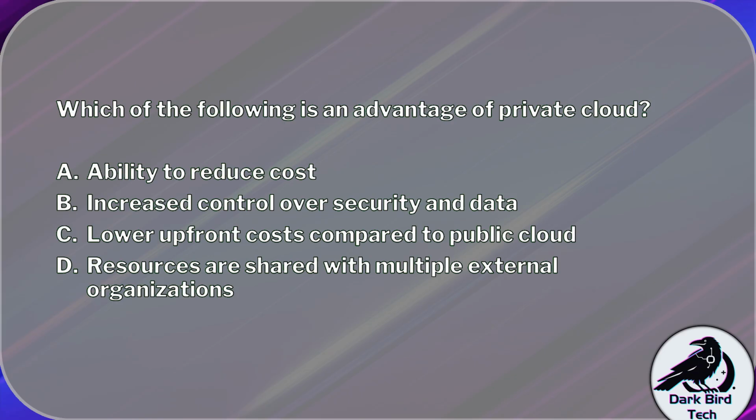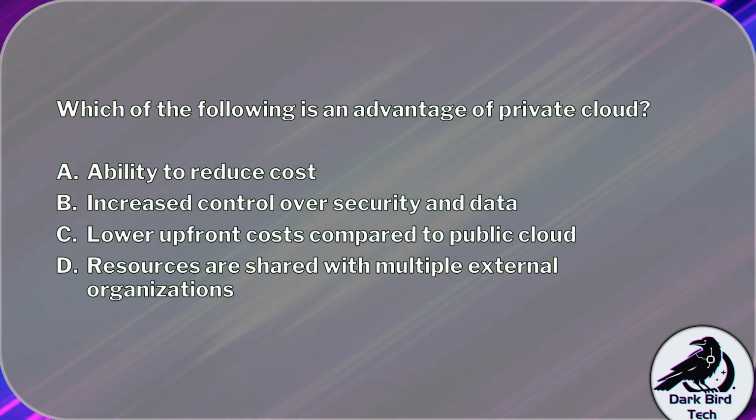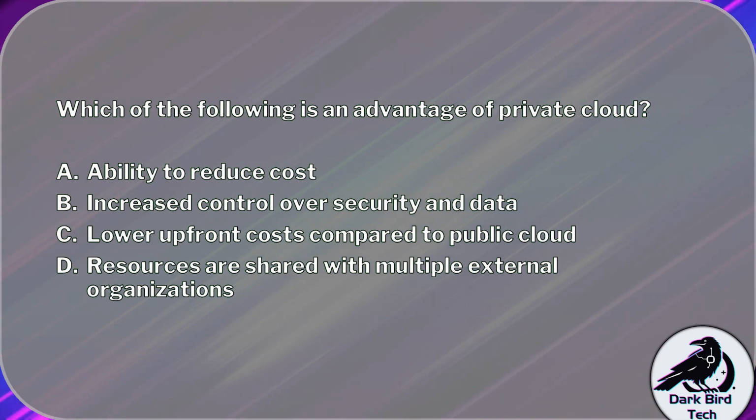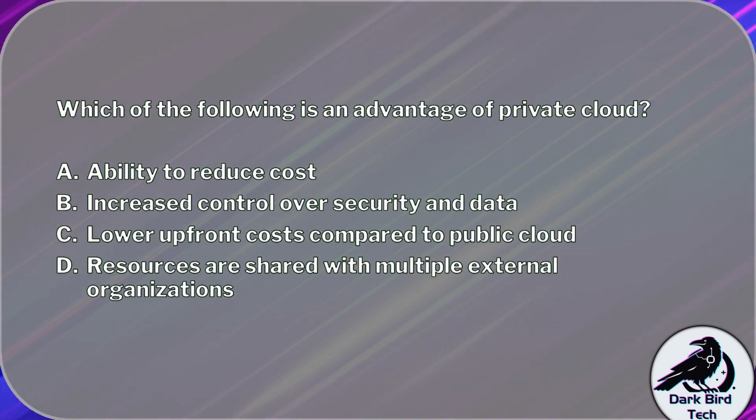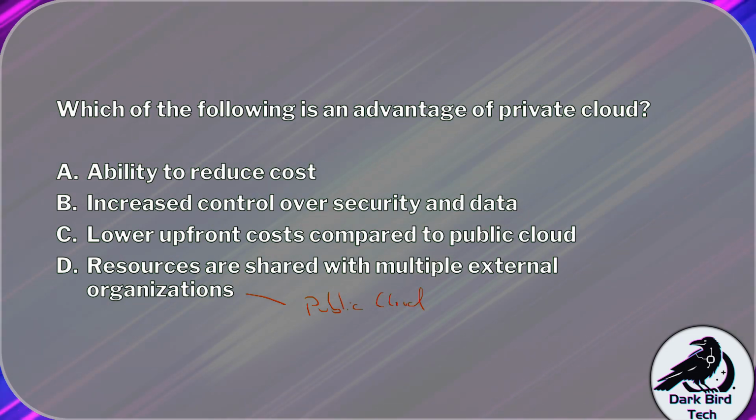So, we have got A, the ability to reduce cost. B, increased control over security and data. That's already a strong contender. C, lower upfront costs compared to public cloud. That seems like a backward statement, but anyway. And then D, resources are shared with multiple external organizations. Okay, I'm going to eliminate D straight away because this sounds like public cloud, not private cloud. So that's straight away out of the equation.